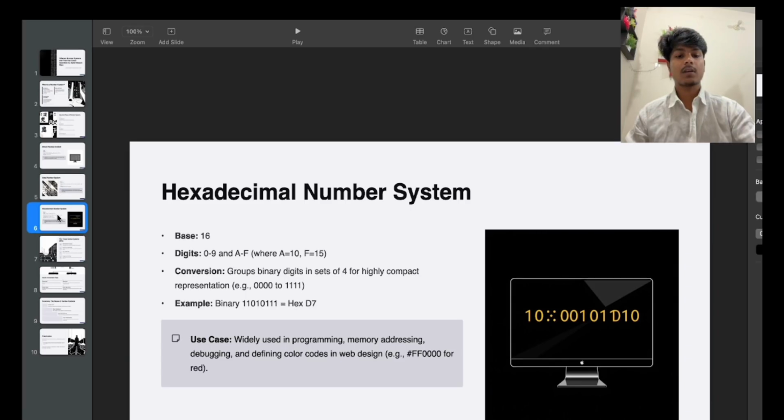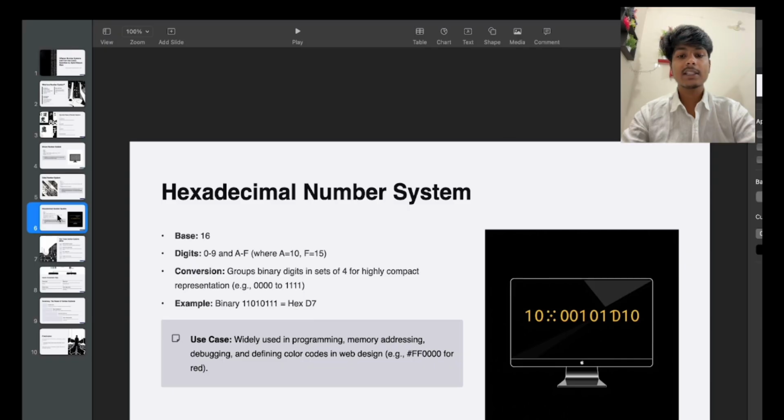Secondly, the hexadecimal number system, also known simply as hex. Hexadecimal uses a base of 16, which means it includes 16 symbols: the digits 0 to 9 and the letters A to F, where A equals 10, B equals 11, and so on up to F equals 15.